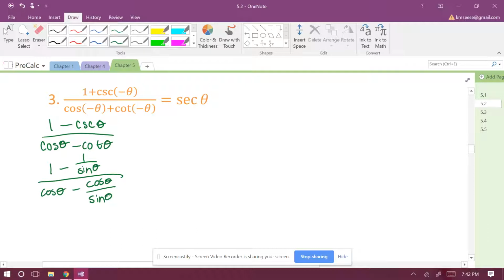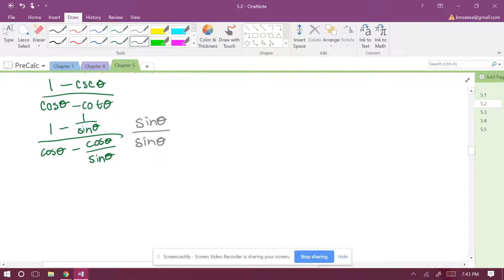So by putting everything in terms of sine and cosine, I have 1 minus 1 over sine of theta, divided by cosine of theta minus cosine of theta over sine. I don't like these compound fractions. I don't like having fractions inside of fractions, so I'm going to eliminate them. I'm going to multiply top and bottom by sine of theta. I'm allowed to do that because what am I really multiplying by? 1. So what do I have then? Well, distributing.